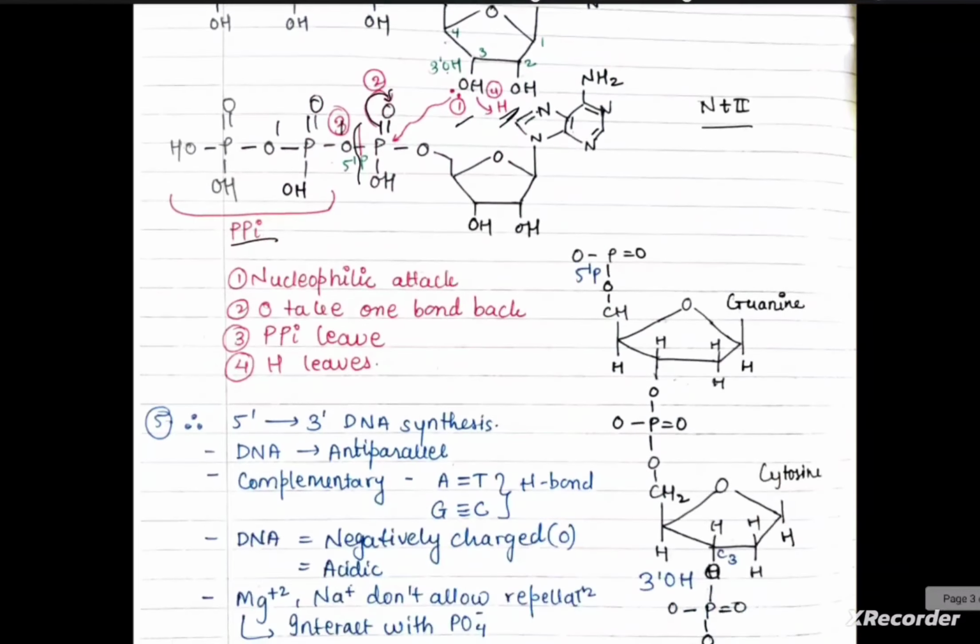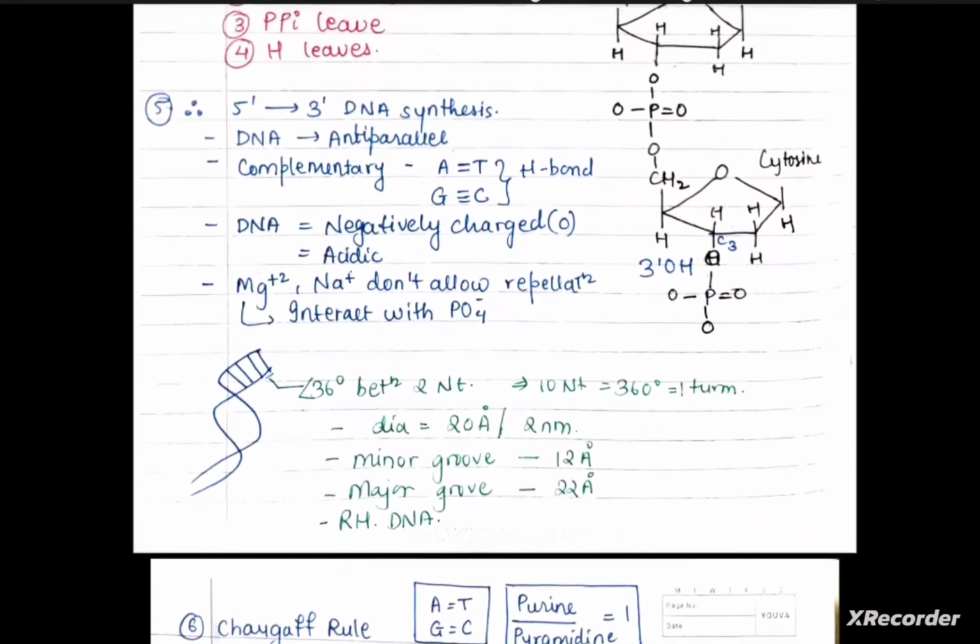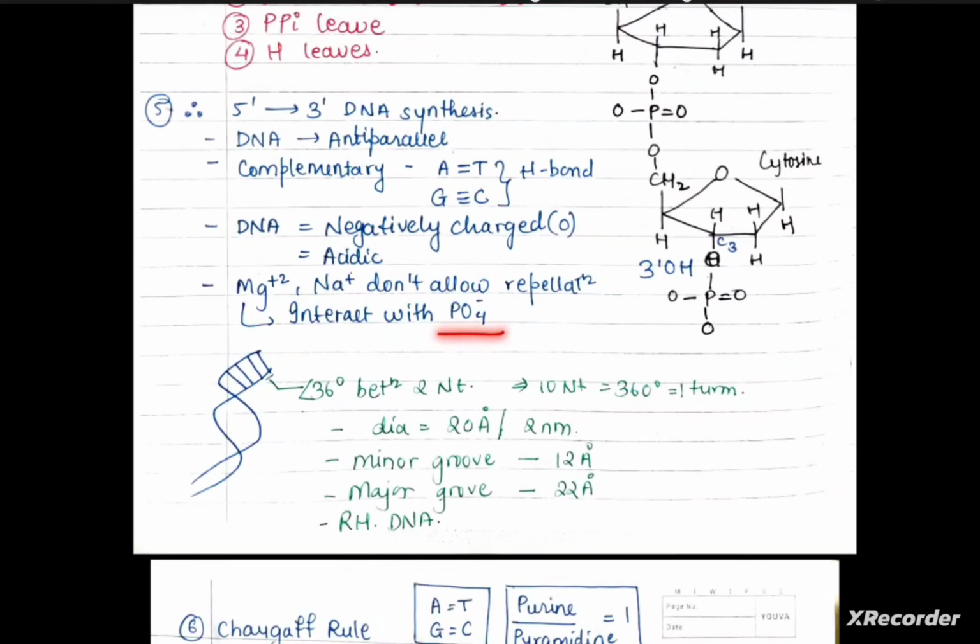Now the next point here is that DNA is negatively charged. Why negatively charged? Because phosphate has a negative group. In order to avoid repulsion, there is the presence of cations like magnesium or sodium, that will prevent the repulsion problem there.